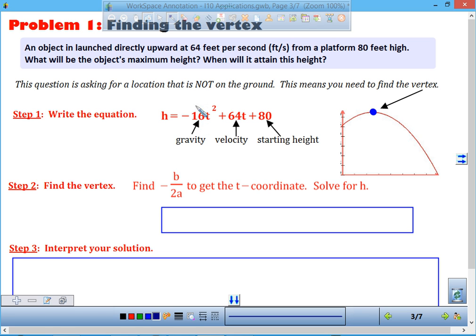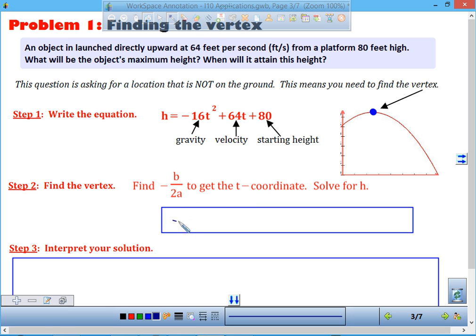So when I start this one, I have to figure out what they are asking for. Well, they're asking for the maximum height and how long it takes to get there. If I think about a picture of this, here's our object, and I want to know the maximum height. The maximum height is a vertex. So we want to find the vertex. We're going to do negative b over 2a, and that's going to give us our time. Then I take that time, put it back into the equation, and solve for the height.